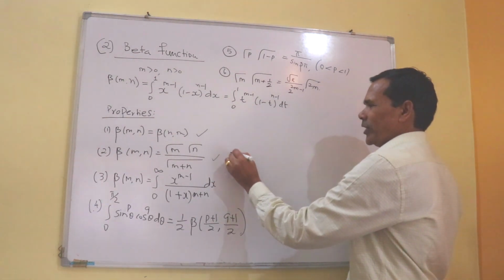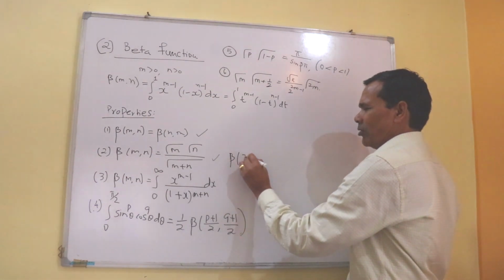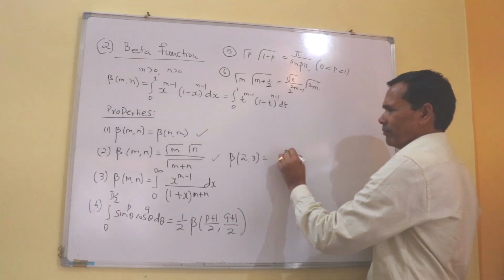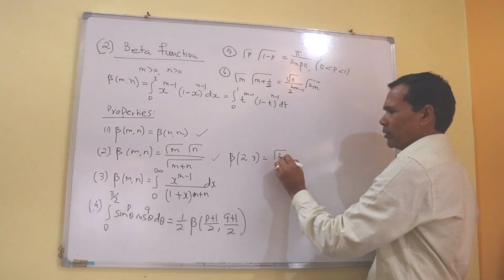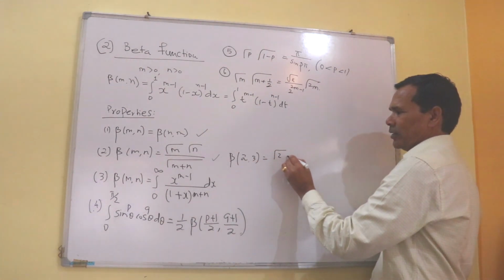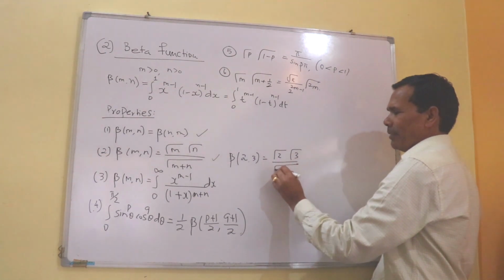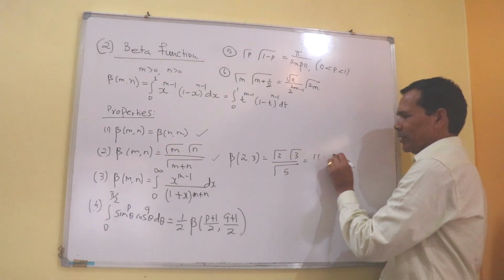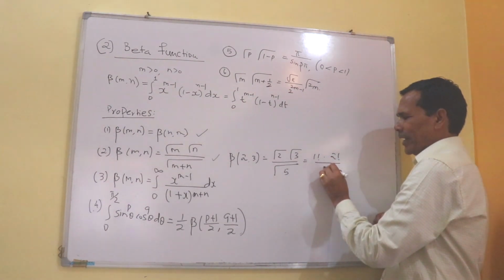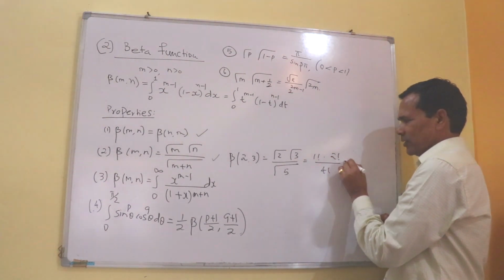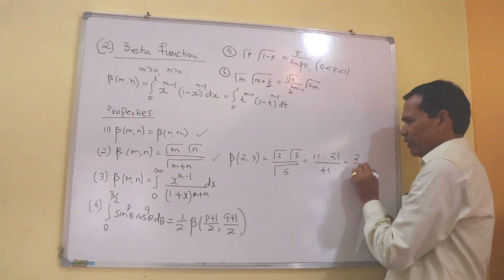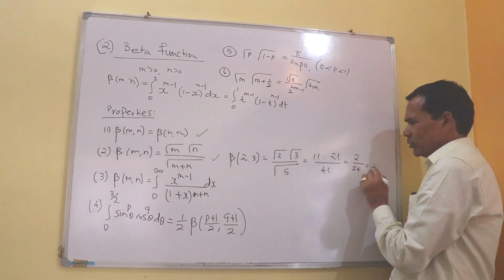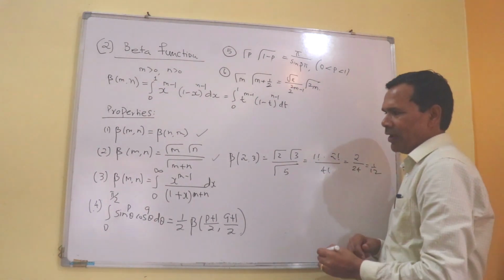Now where it is used exactly, suppose you need to find value of beta 2, 3, then it is gamma 2 gamma 3 divided by gamma 2 plus 3, because m is 2, n is 3. It is gamma 5. Gamma 2 is 1 factorial, gamma 3 is 2 factorial, divided by gamma 5 is 4 factorial, as we have seen earlier. So 2 divided by 4 factorial, which is 24, so it is 1 by 12. So this is the way you can find out the other values also.